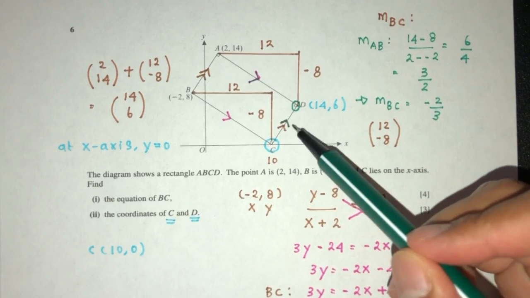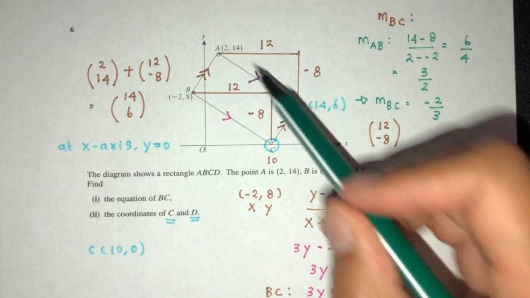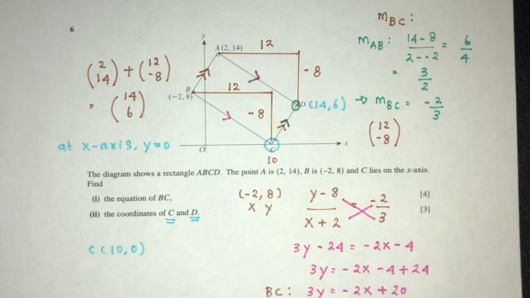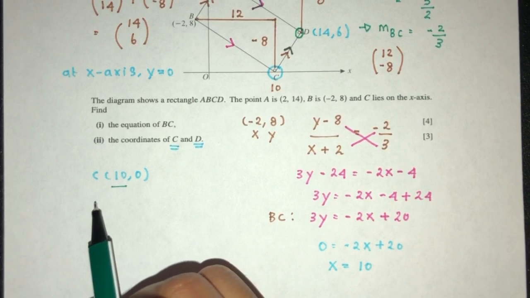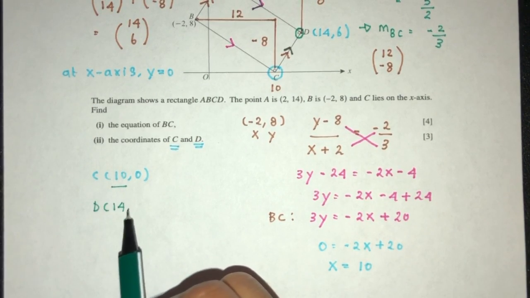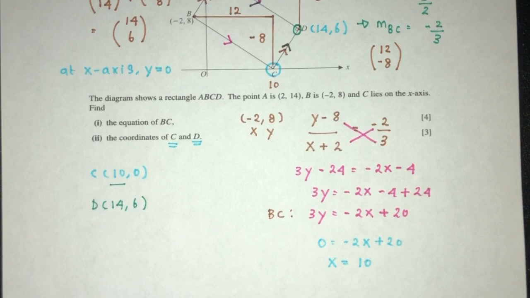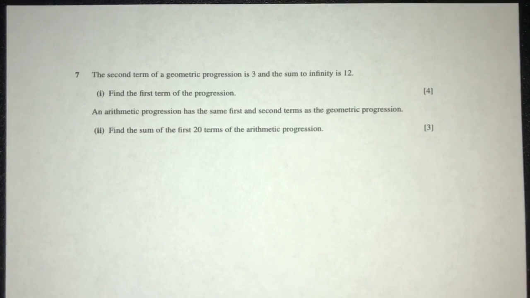The point D is a point of intersection between CD and AD. We can just find those two equations and solve them simultaneously. It is up to you. The point C is this. The point D will be 14, 6. Okay, so let's move on to the next question.